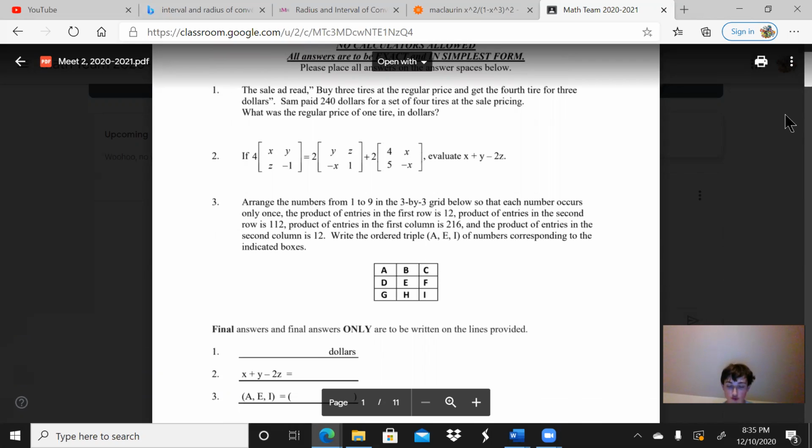So first row is 12, so A, B, C is 12. Product of the entries in the second row is 112, D, E, F is 112. Product in the first column is 216, A, D, G is 216. And the product of the entries in the second column, B, E, H, is 12. Okay, so B, E, H is 1, 2, 6, or 2, 3. No, it could be 1, 3, 4, or a permutation.